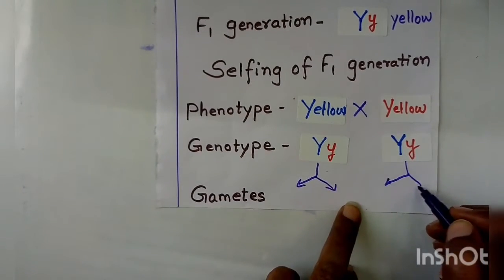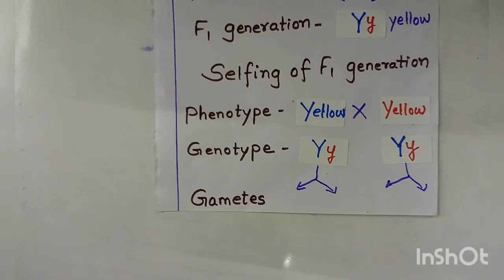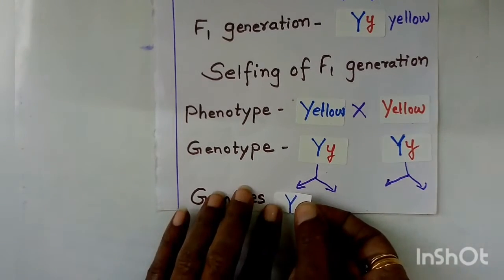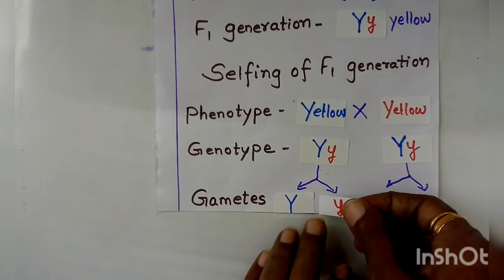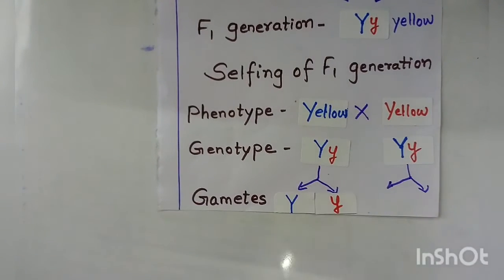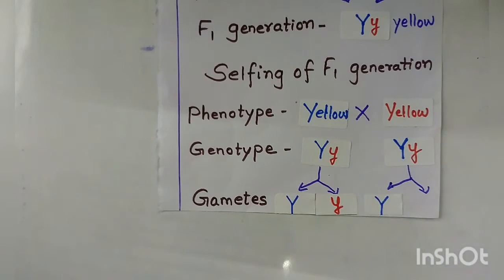What will be the gametes? It will form two different types of gametes, and the gametes will be one capital Y and the other small y. These are the gametes for one parent, whereas these will be the gametes for the second parent.